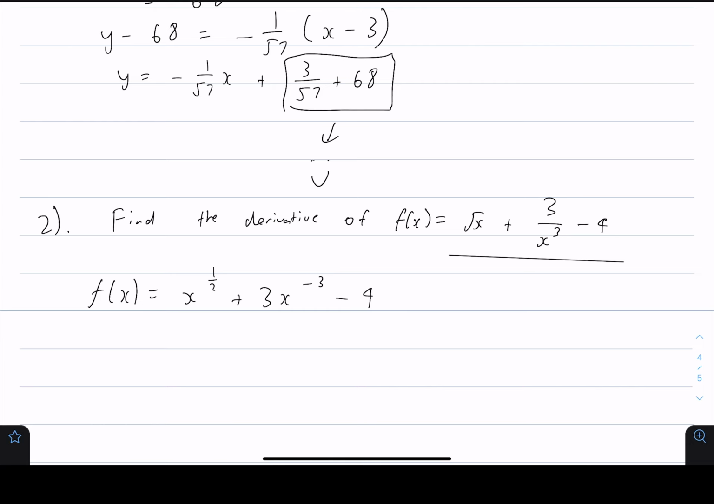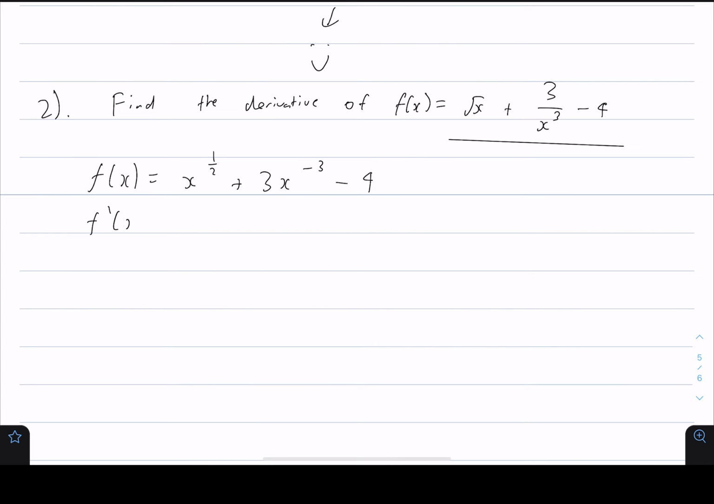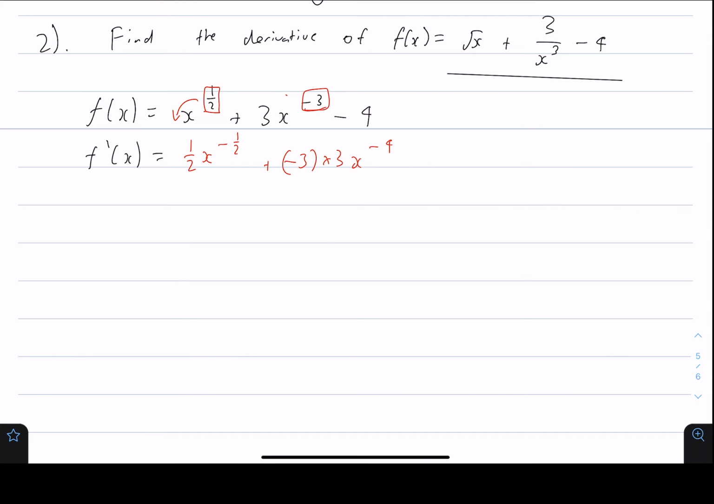So now that we have it in this index form, we can use our power rule. And let's do it on each one of these in turn. Half comes down, so we'll have half x, and subtract 1 from this, and subtracting 1 from a half is going to give you negative half. Plus, the negative 3 comes down, so you get negative 3 times 3, x, and then subtract 1 from negative 3, you get negative 4. And then the negative 4, we know, just becomes 0. So that's our derivative, and let's simplify.